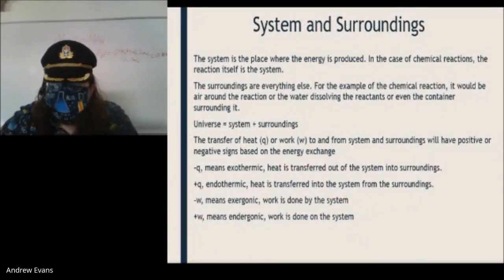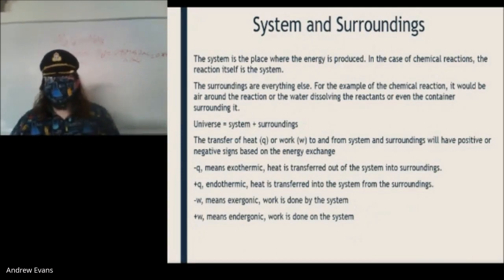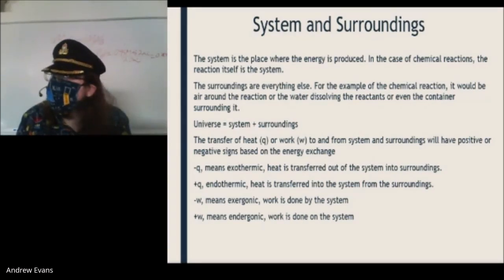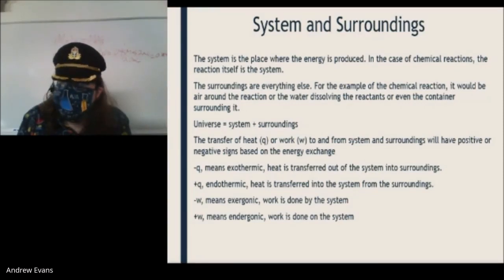One of the main things we will have to consider as we work our way through this is both system and surroundings. We have to consider where the energy is coming from, where the energy is going, and so the signage of what the energy is. Almost always, we will be looking mainly at the system. The system is the place where the action is taking place. In the case of a chemical reaction, it is the reaction itself within the molecules that are reacting. Now, the surroundings are defined as everything around the system.